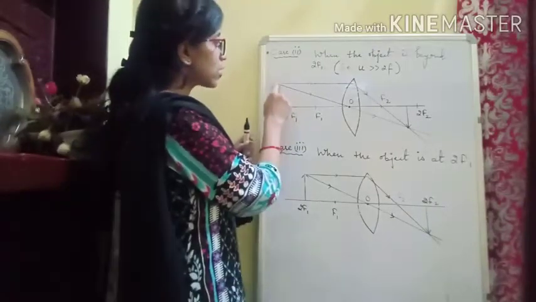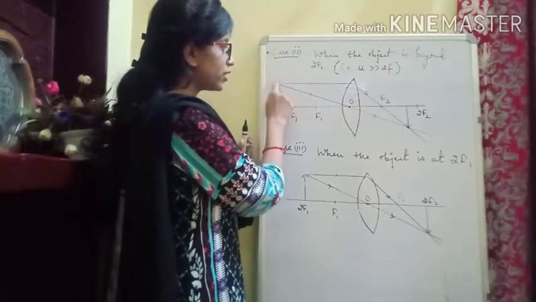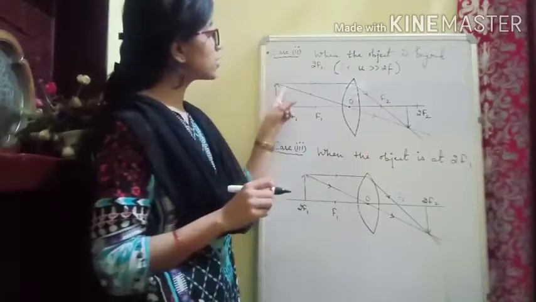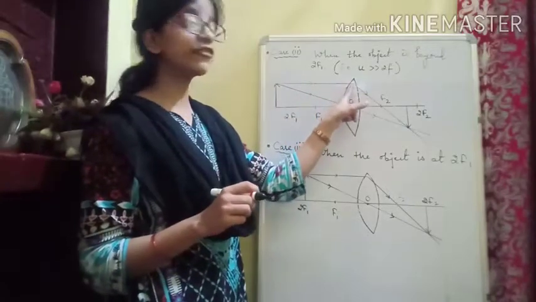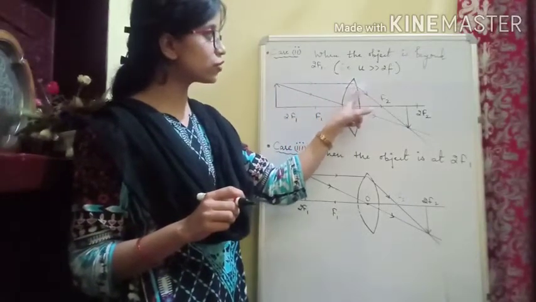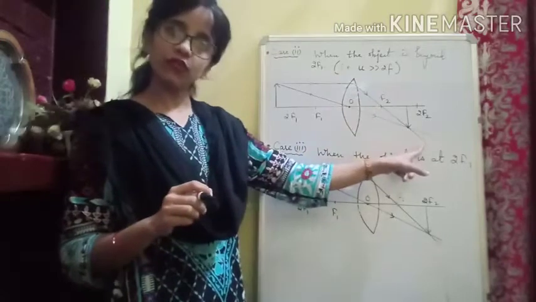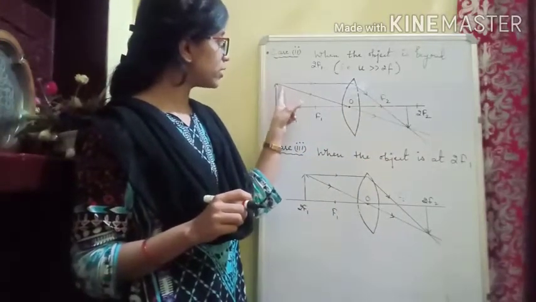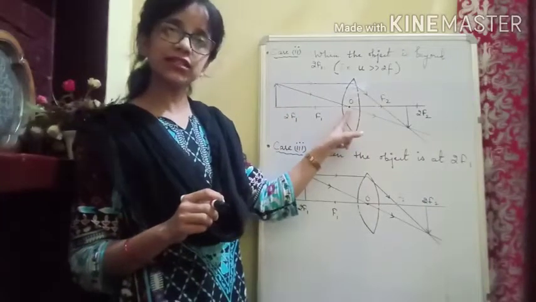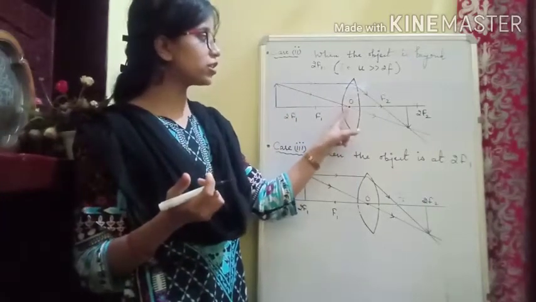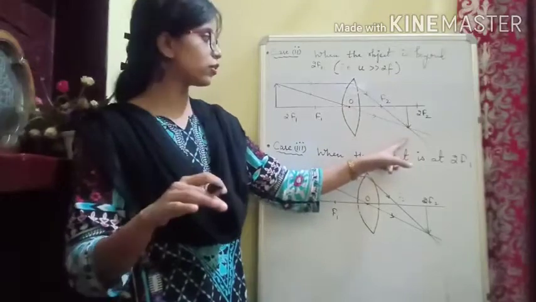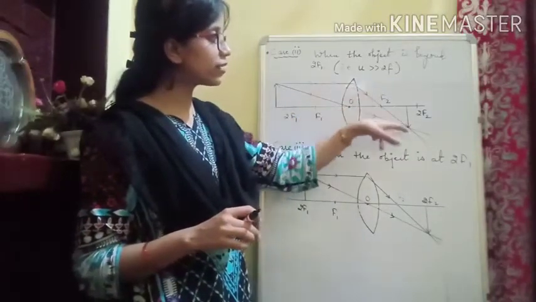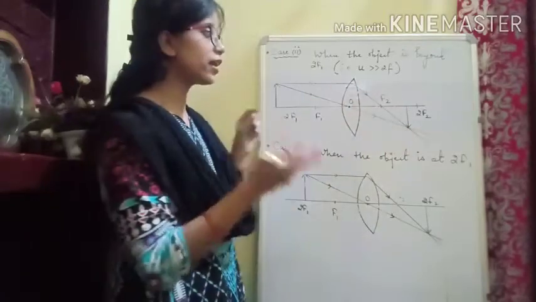So the first ray is coming from the object and we are taking it as parallel to the principal axis. We know the rule, when the rays are parallel to the principal axis, after refraction through the lens, it will pass from the second focus. Now the second ray which we are taking is incident on the optical center, and after refraction it will not deviate, it will go like that. And where the two refracted rays are intersecting each other, there we will get the image.